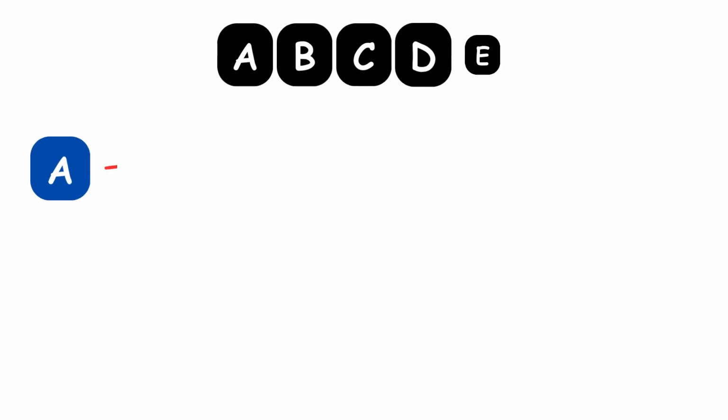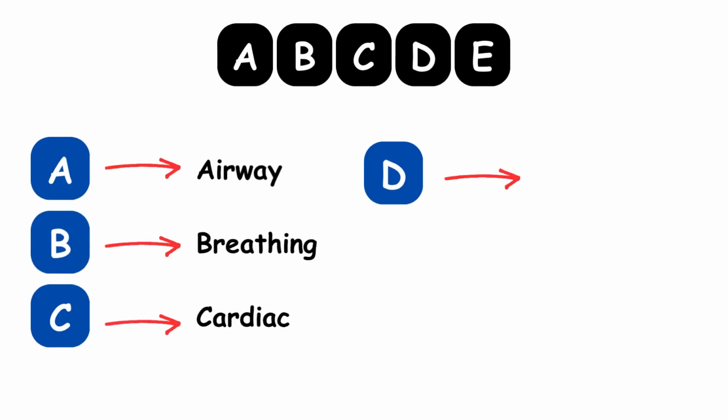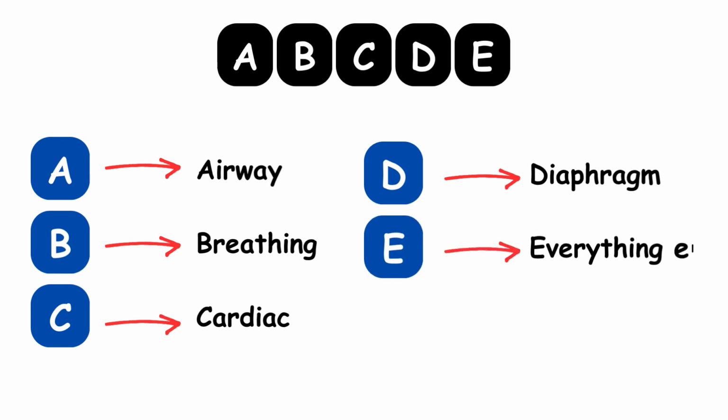Then we move to the ABCDE approach. Following this approach, you will not miss any pathologies. The ABCDE approach stands for airway, breathing, cardiac, diaphragm, and everything else. In the airway, you have to check the trachea, carina, bronchi, and the hilar structures.